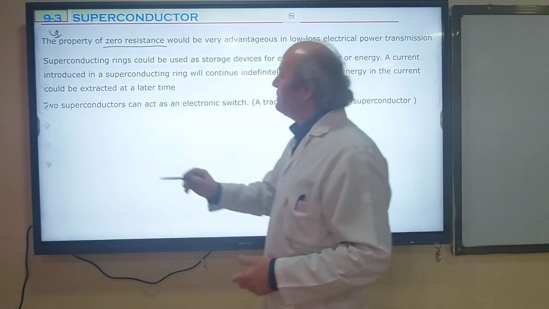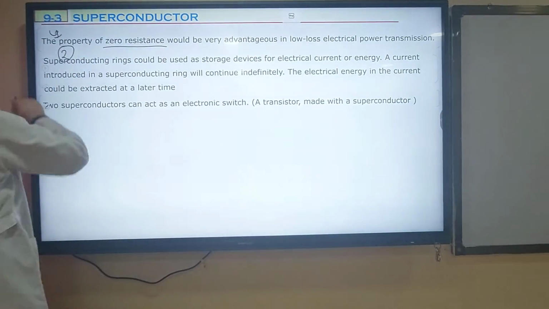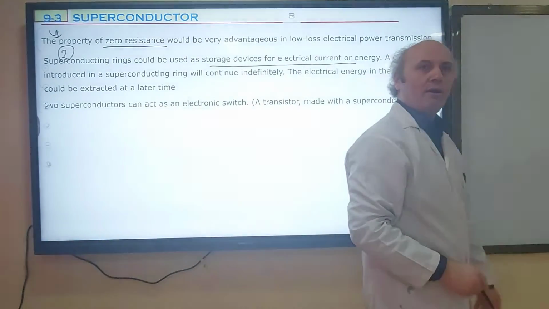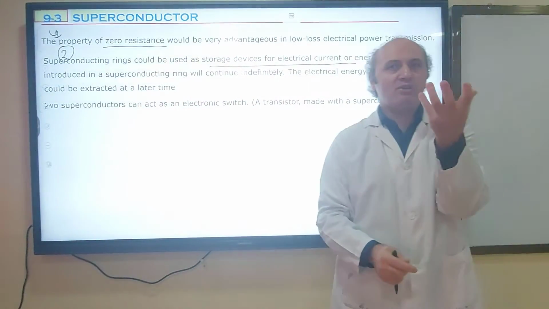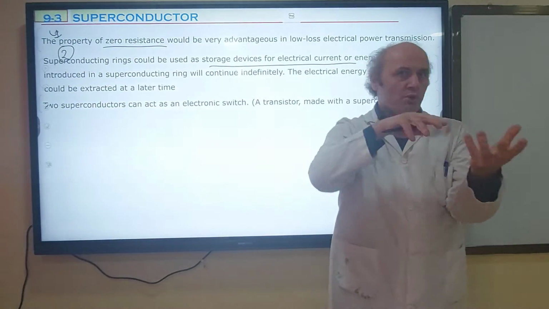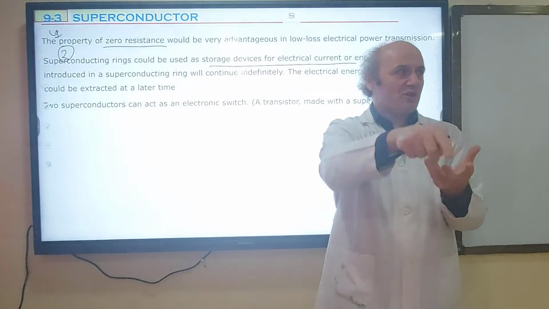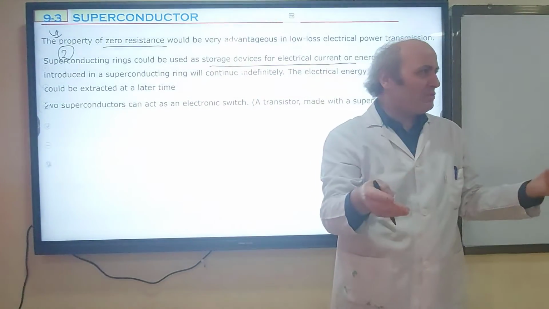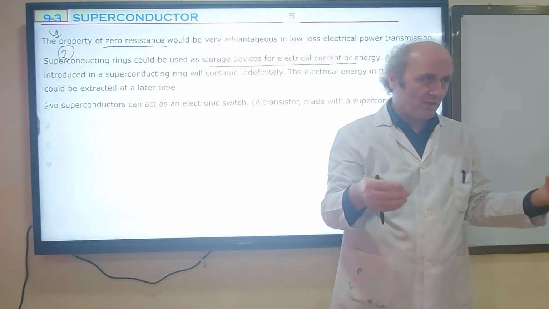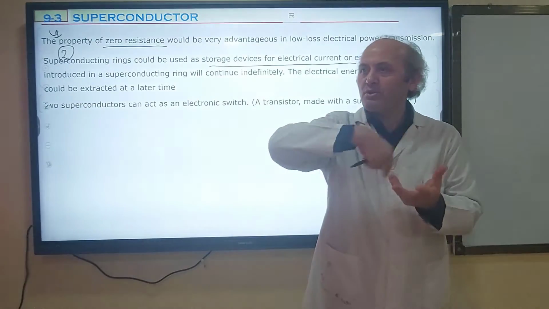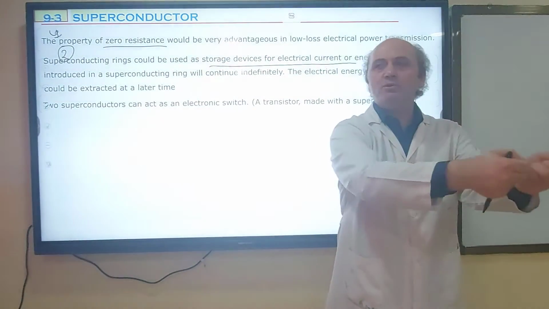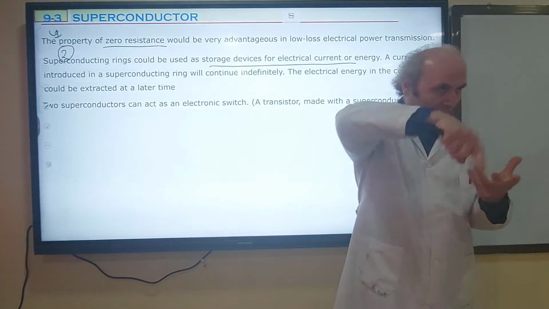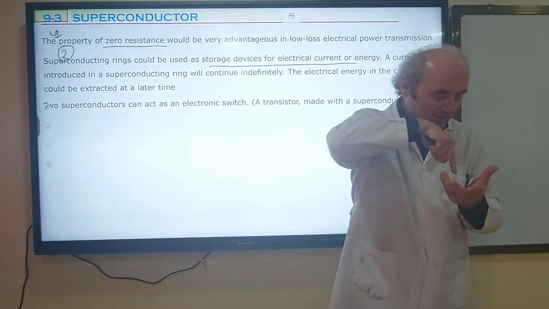Second one is that superconductor rings could be used as a storage device for electrical current and energy. What does it mean? You are making a superconductor ring. You are giving electric current to this ring, and the electric current starts to circulate on the ring. Because it's a superconductor, it never loses energy. If it never loses energy, this electric current will circulate infinitely until you take it back. Just like a capacitor, you can store electrical energy on a superconducting ring.